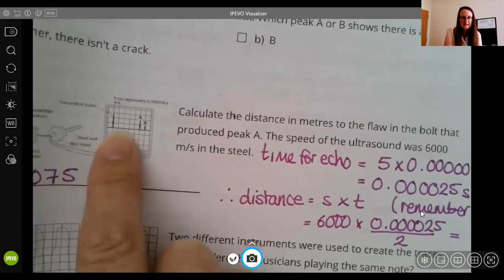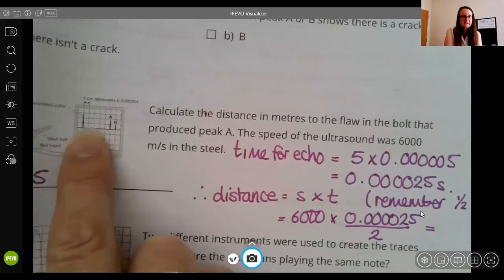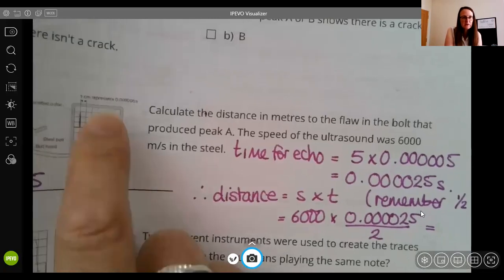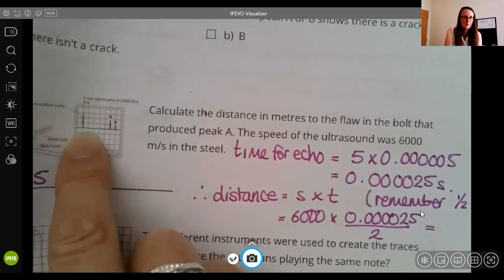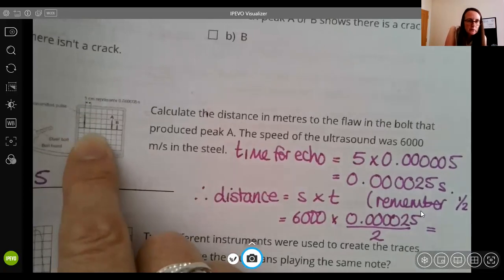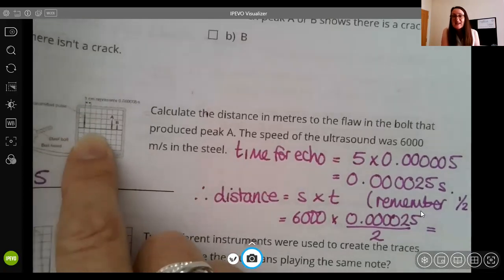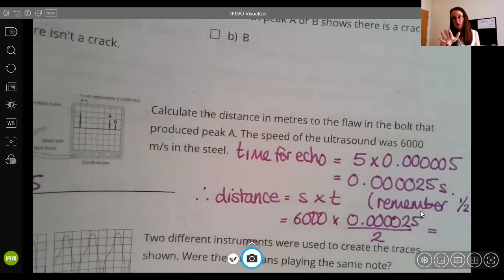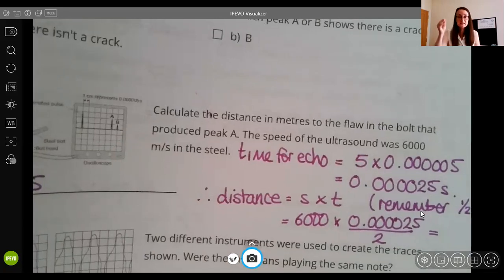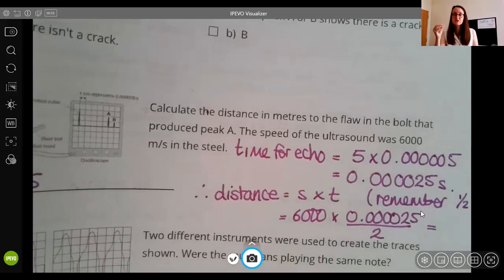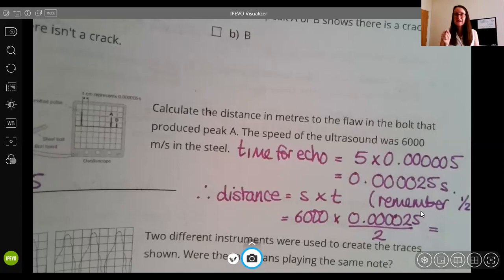So first of all, we need to know the time taken for the echo. You have to read all the information you're given, and it tells you that 1 centimetre, which is 1 little square, represents 0.00005 seconds. Now, as soon as you see something written like that in a question, you need to switch on that massive concentration button in your head. That means that you count those zeros really carefully right the way through the question, and when you're writing things down and when you're putting it into your calculator, because that's where errors really occur really simply.